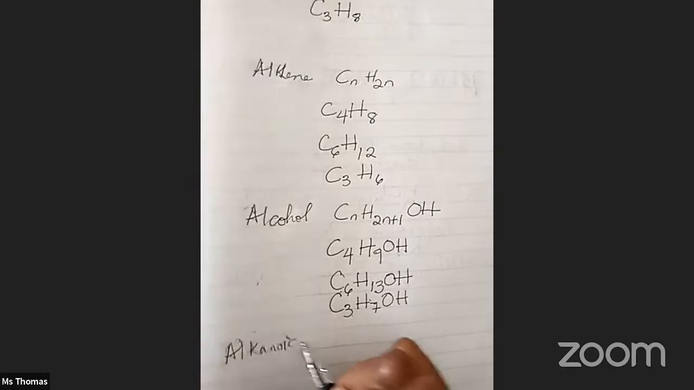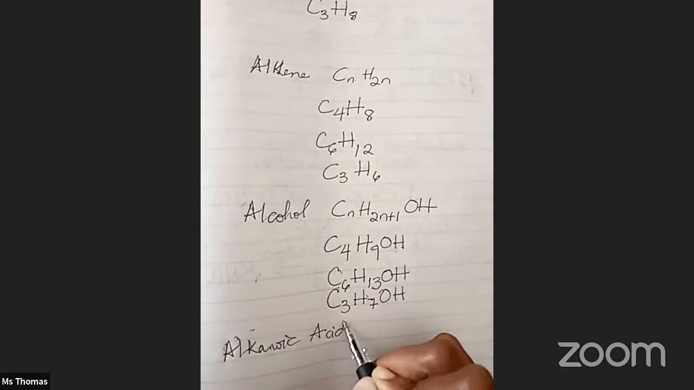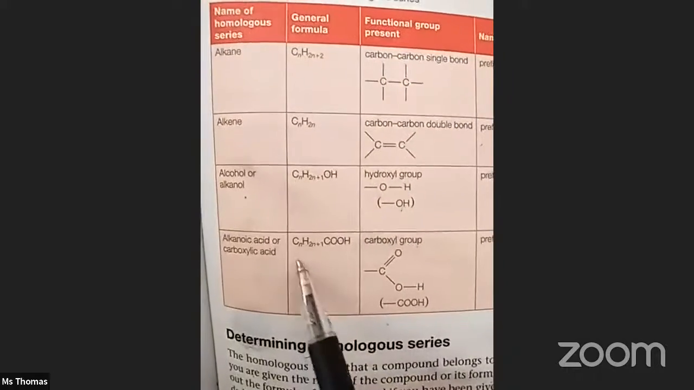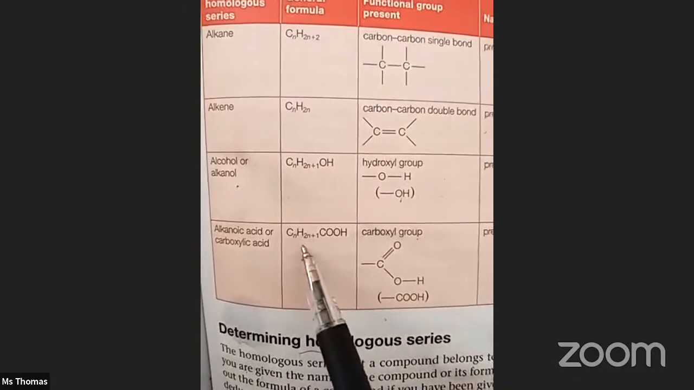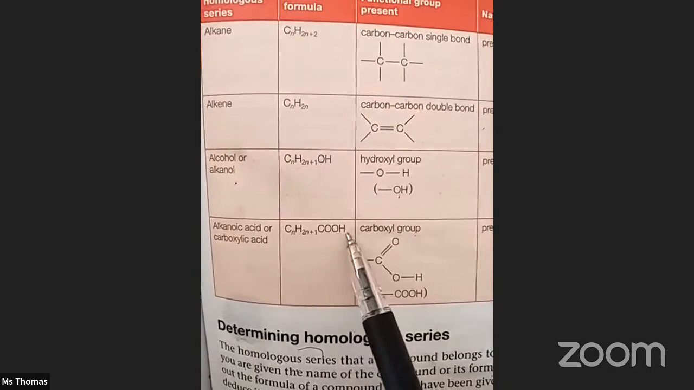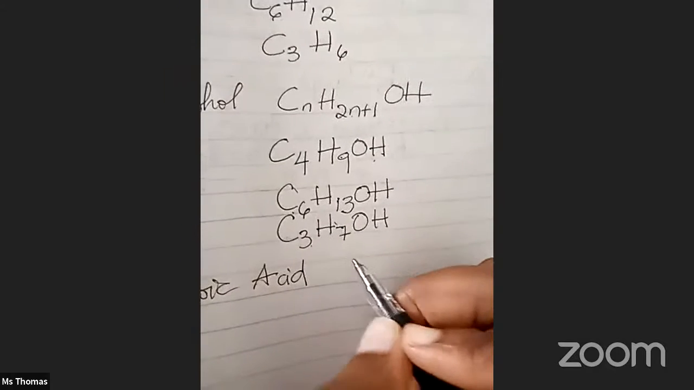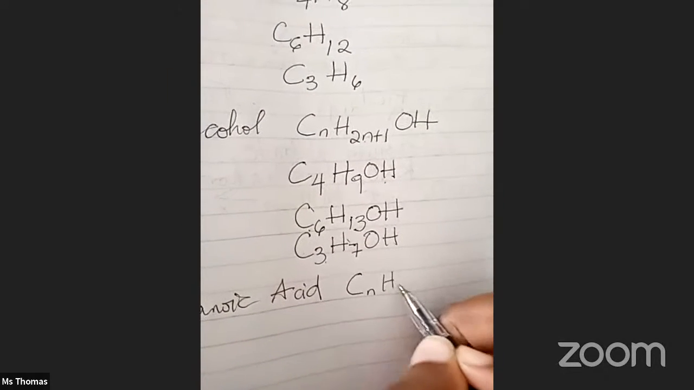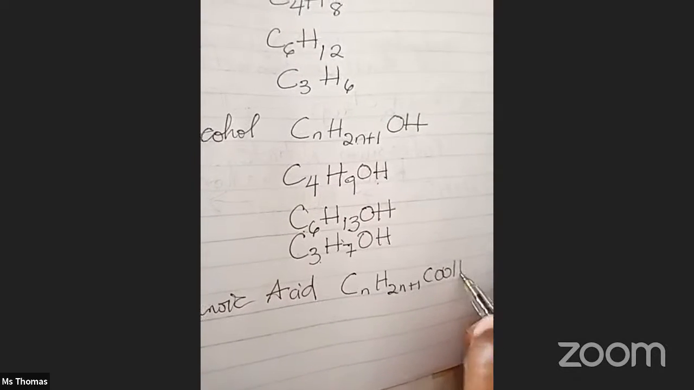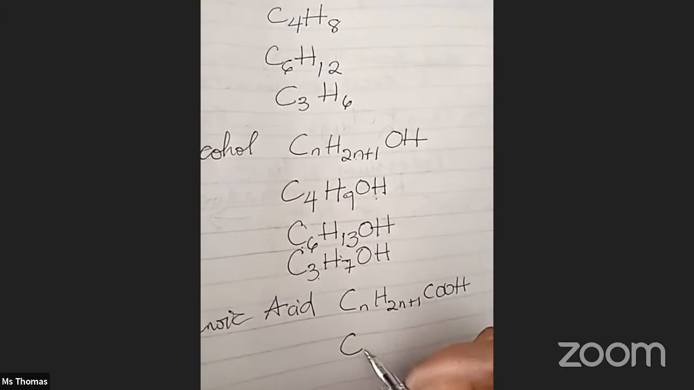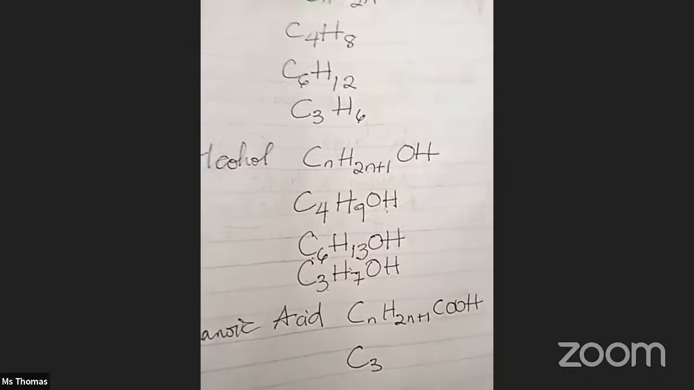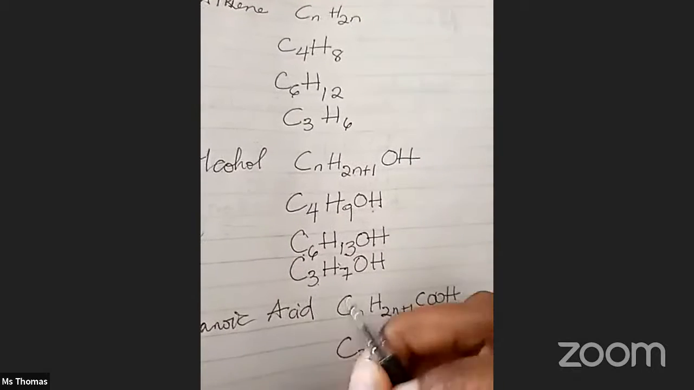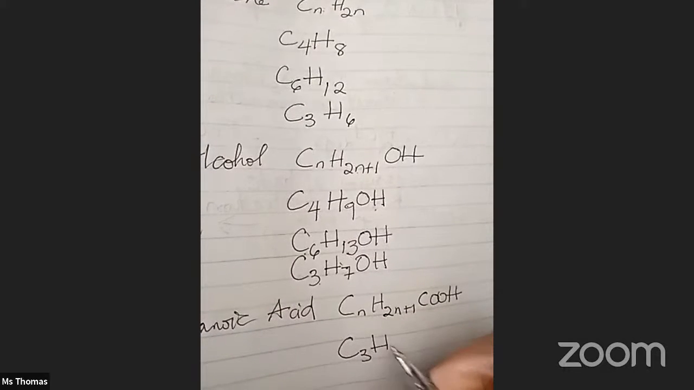All right, let's look at alkanoic acids. Now for alkanoic acids, their general formula is CnH2n+1COOH. So let's write that down: CnH2n+1, and then they have the COOH group. So say, for example, you have 3 carbon atoms. How many hydrogens would you have?